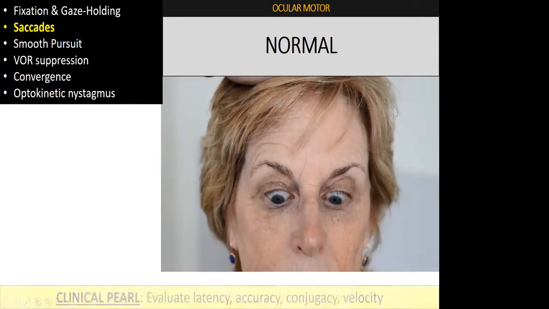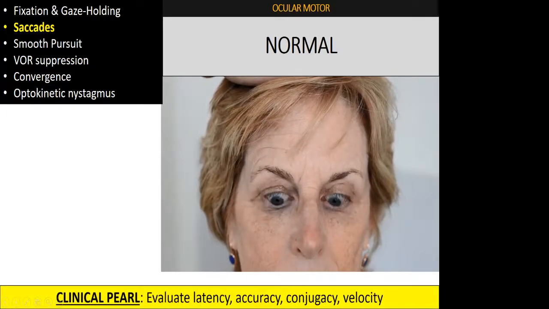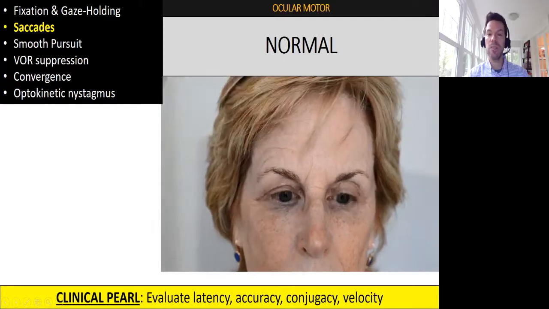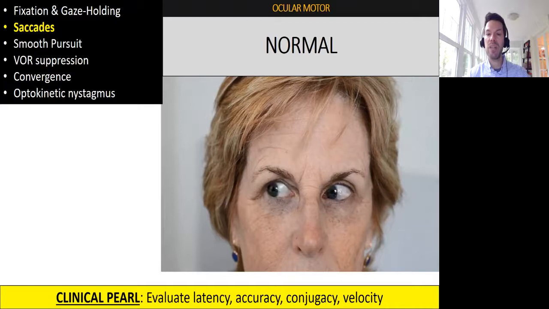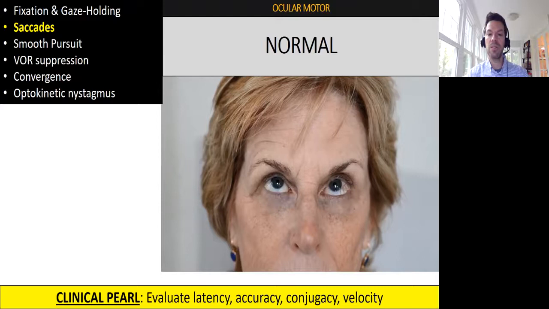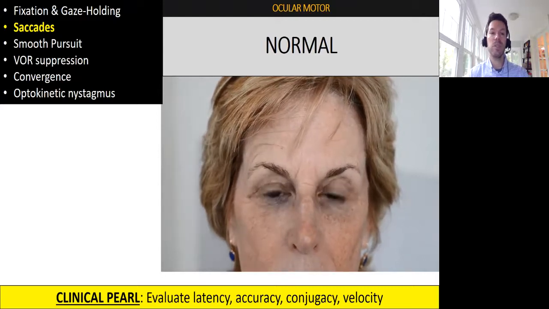I apologize. All right. So we care about the latency as well in different neurodegenerative conditions. For instance, you ask the patient to make a saccade and then a couple of seconds pass and they finally initiate the saccade. So accuracy, conjugacy, velocity, we talked about these.